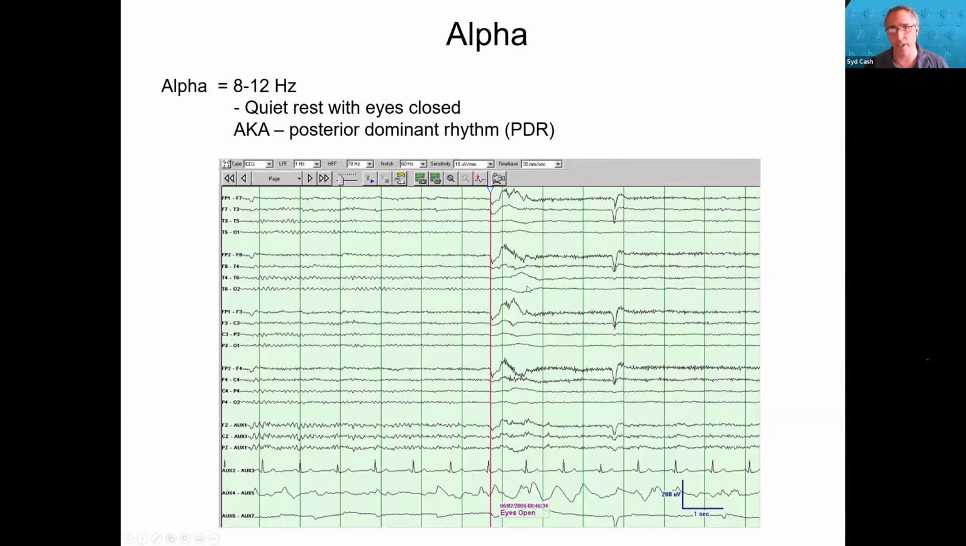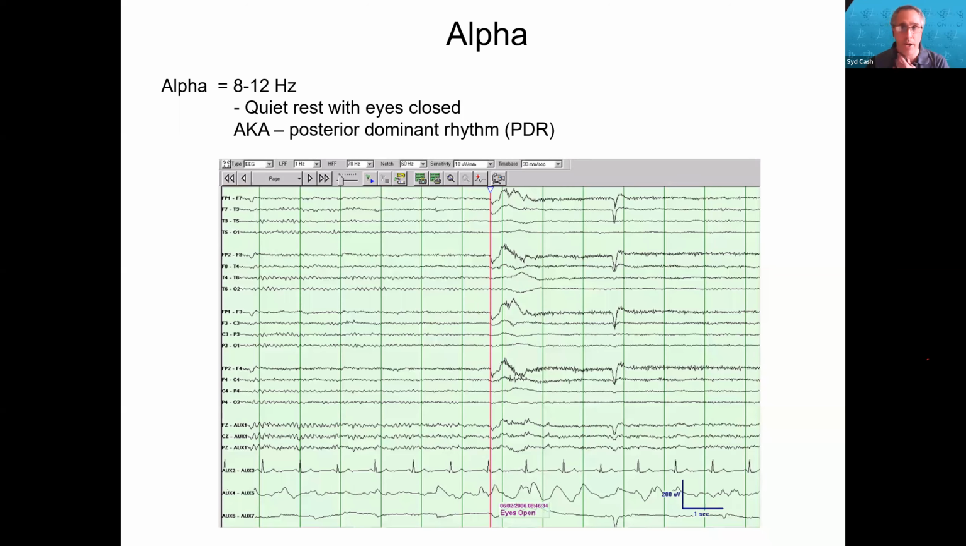rhythm. It's seen at quiet rest with the eyes closed. It's also known as the posterior dominant rhythm. This is really EEG terminology. You won't see that much other place than that, but it's expected to be seen in someone who's healthy and is a good indication of relative health of the cortex, and generally absent or decreased in patients with a whole host of different neuropsychiatric difficulties.